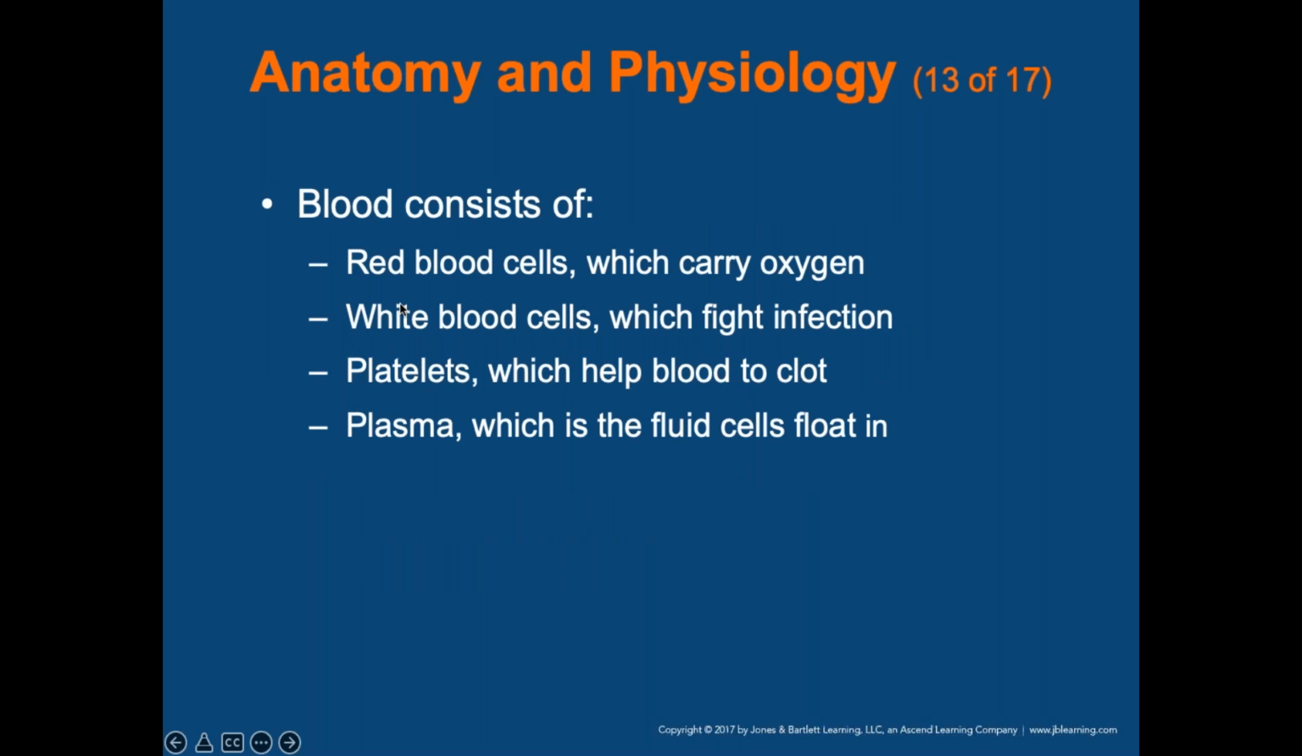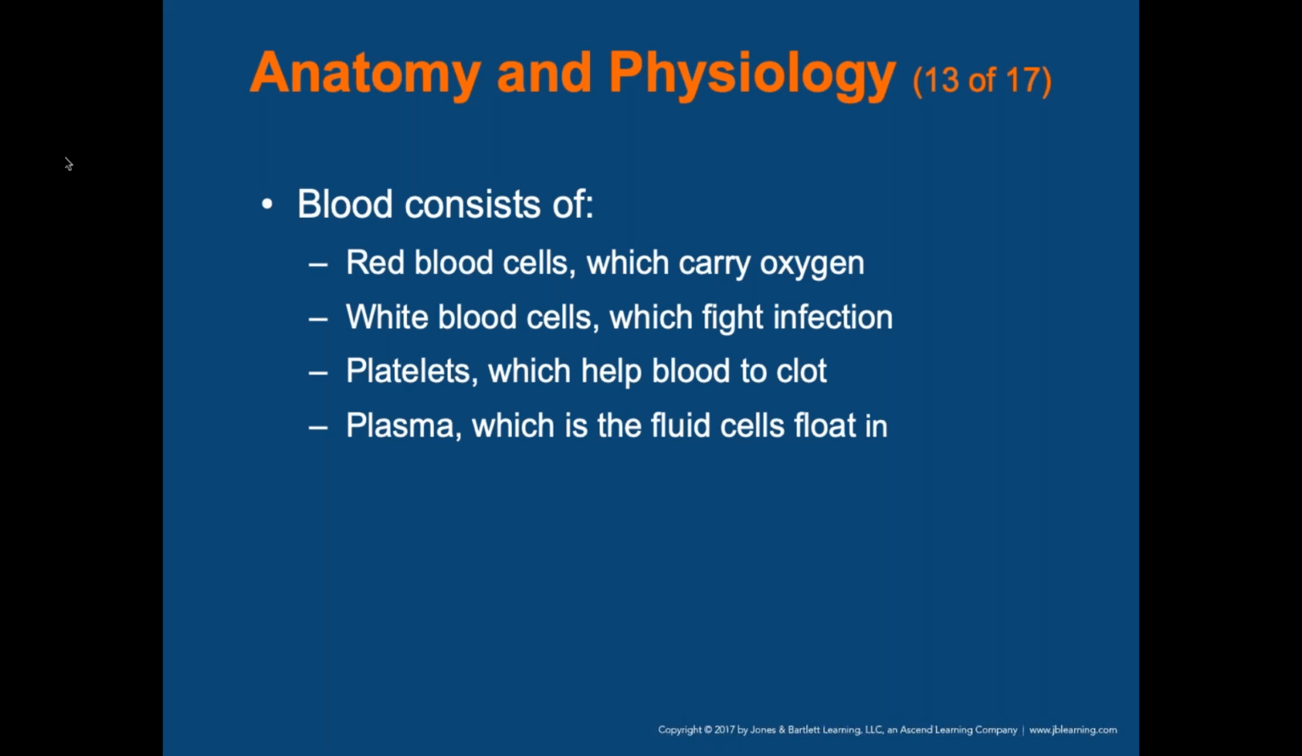So blood consists of several types of cells and fluid, okay? If you've ever been into a lab and they say, we want to order a lab panel, and they say a CBC, which is a complete blood count, this is what they're actually ordering. They're going to look for red blood cells, white blood cells, platelets, plasma counts, also hematocrit and hemoglobin as well. This will tell if someone has any kind of internal bleeding.